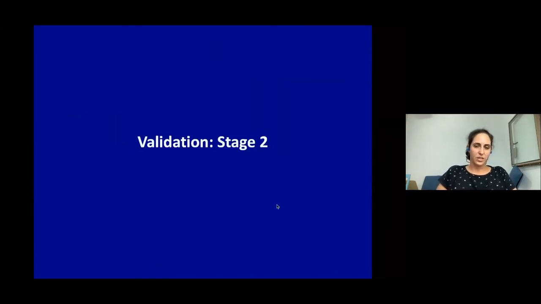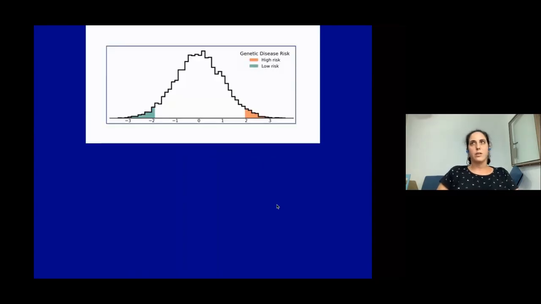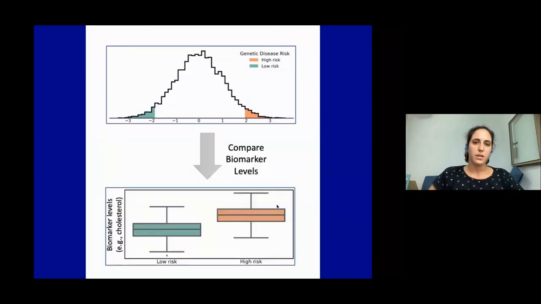Our second stage of validation was similar to what has been explained before. We looked at CAD and PRS, cardiovascular diseases, and we compared high-risk and low-risk groups. Specifically, looking at the biomarkers, we've looked at the cholesterol distribution between the high-risk and the low-risk groups, in the hope that the two will differ. This is currently undergoing, which is why I'm not showing you actual results right now.